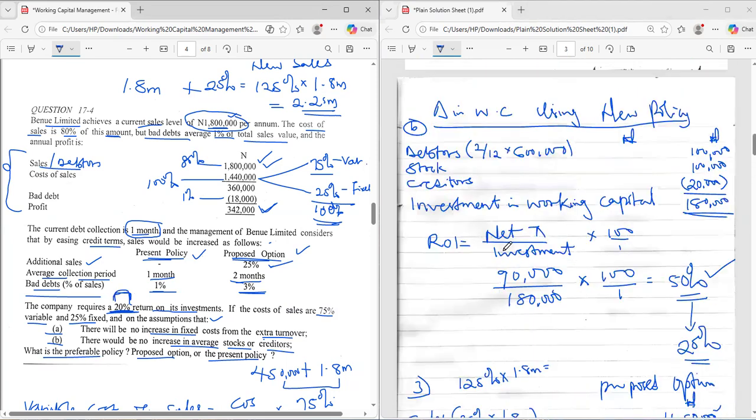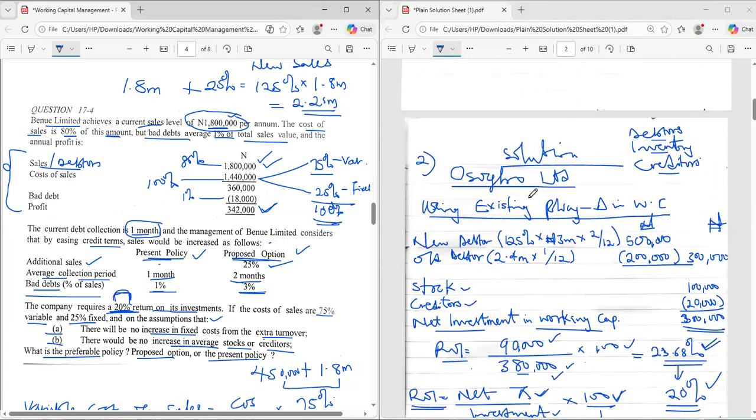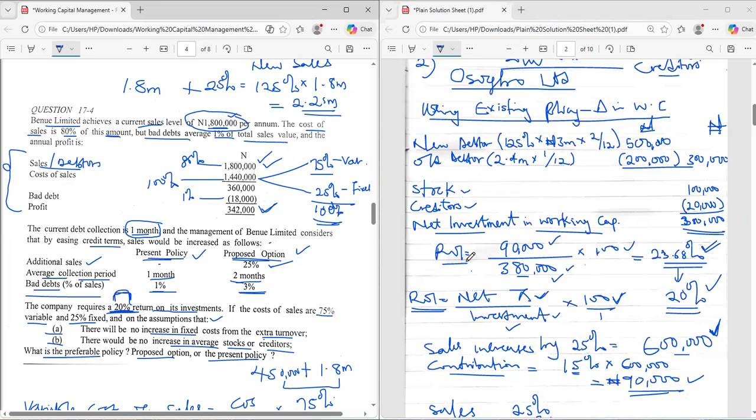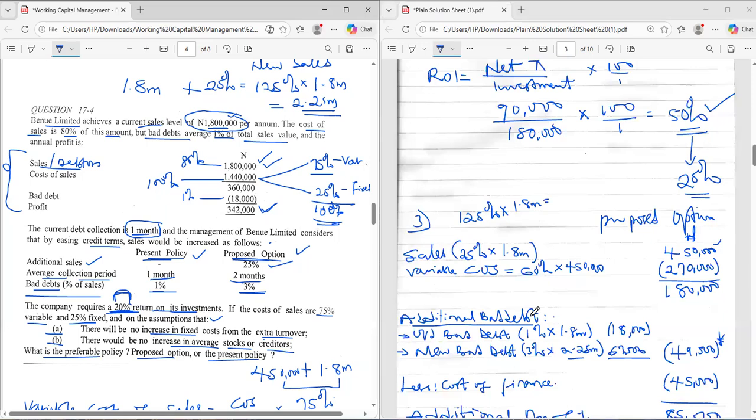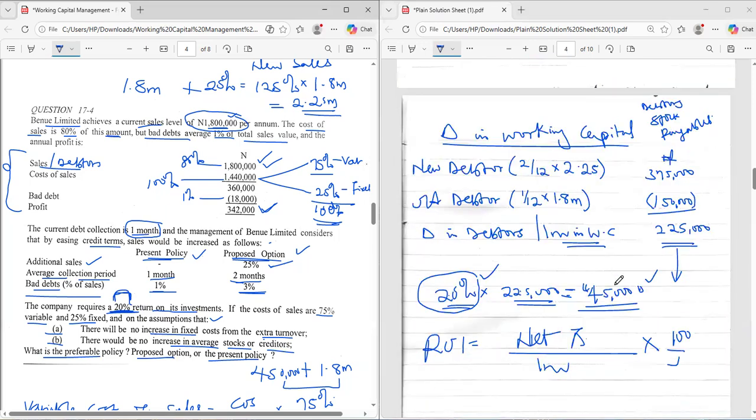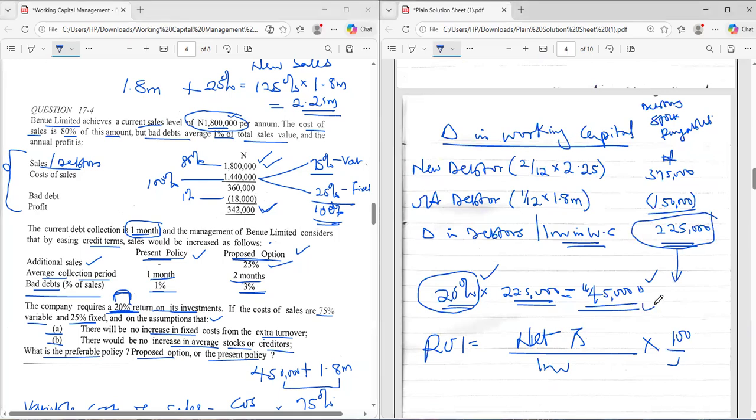Okay, this one that I solved as Oshogbo, this Oshogbo that I solved, our final answer is 23.68%. So are you asking, saying now that you use the 20% ROI times the increment in debtors to get the 20% of 225 that we got here to get 45,000? That was what we did. Do you understand? That's what we did.